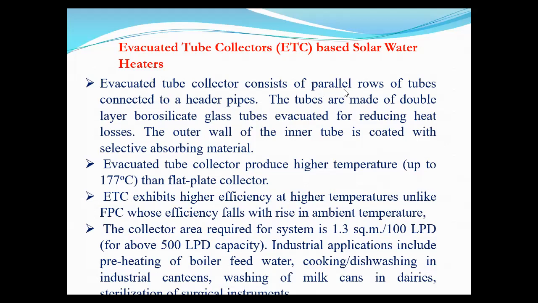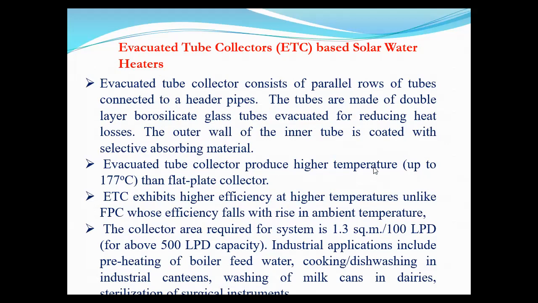The evacuated tube collector consists of parallel rows of tubes, which we have seen in the picture. The tubes are made up of double layer borosilicate glass tubes evacuated for reducing heat losses. The concentric tube arrangement is used, and through the inside tube water is flowing and the annular space is evacuated to avoid convection heat losses. And the inner tube is coated with selective absorbing material to enhance heat absorption.